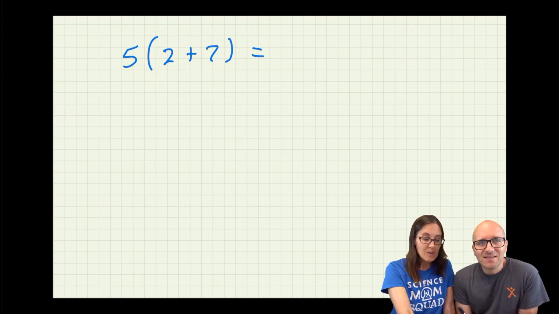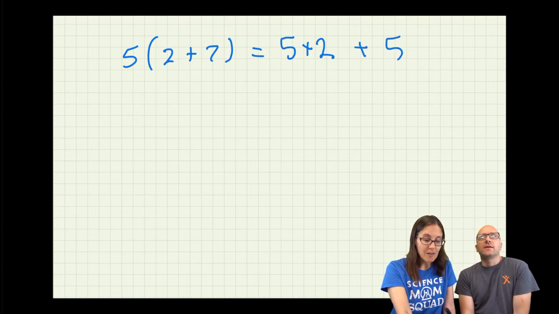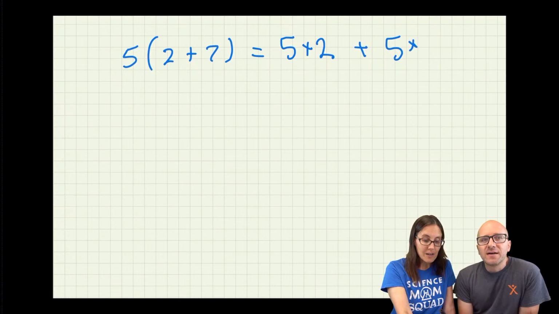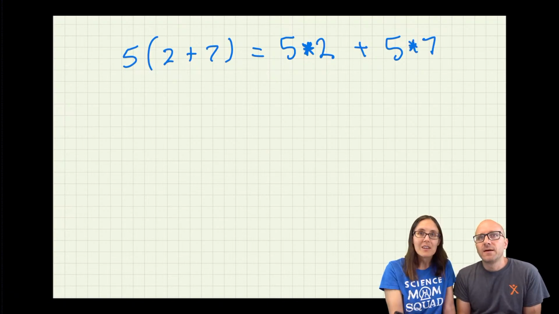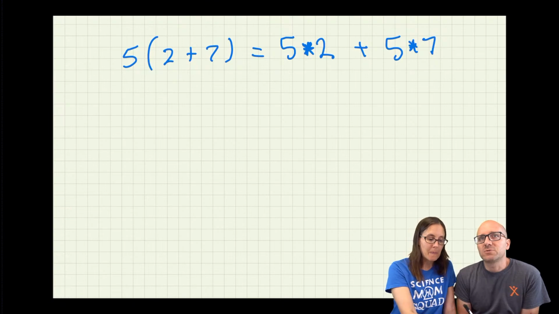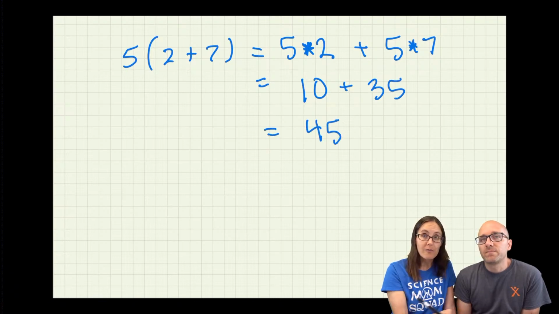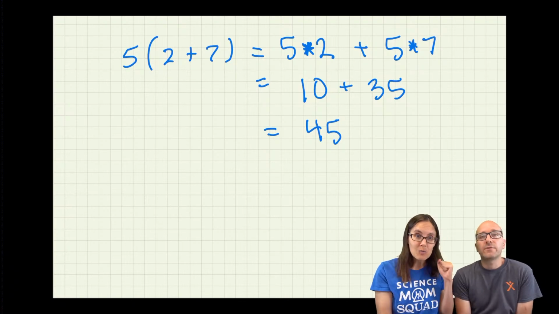So that's going to be 5 times 2, 5 times 7. Although I got to fix this math, Dad, because that looks kind of like a plus. It does. I was a little sloppy. So there we go. Okay, so 5 times 2 plus 5 times 7. So that's 5 times 2 is 10, plus 5 times 7 is 35. So it equals 45. Did I do it right? You did it right. Woohoo!